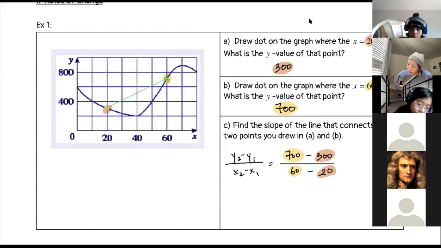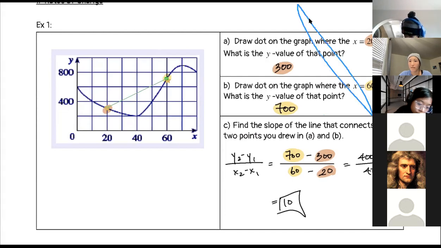All right, so we do a little computation. We get 400 divided by 40, and we end up with a slope of 10. Okay. All right, any questions on that problem? You're totally fine.